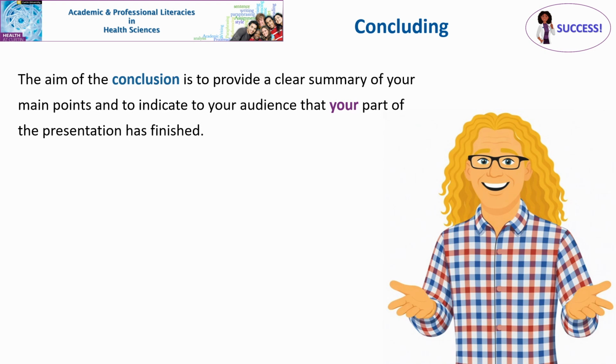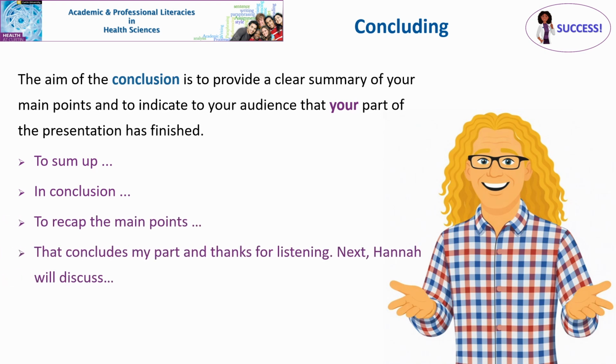So when you're concluding your section of the presentation, you need to provide a clear summary of your main points and to indicate to the audience that your part of the presentation has now finished. So the type of terminology you can use is: to sum up; in conclusion; to recap the main points; and that concludes my part, and thanks for listening. Next, Hannah will discuss, and Hannah will come along.